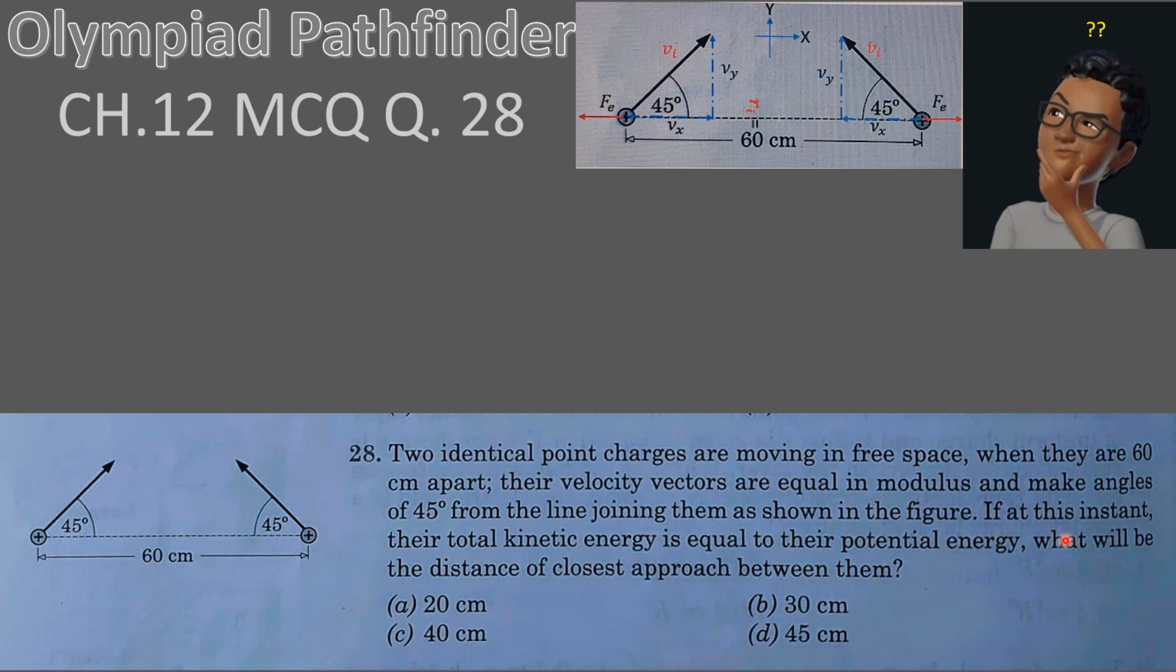the figure. If at this instant their kinetic energy is equal to their potential energy, what will be the distance of closest approach between them? Four options are given. We have to select the correct option. Let us solve this.